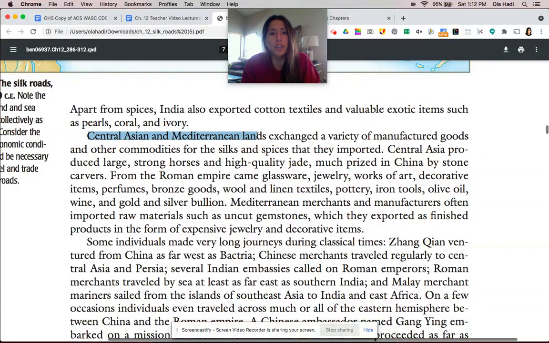Central Asia and the Mediterranean lands also produced trade goods. From Central Asia, they got strong horses and jade, that green stone that you see a lot of people making necklaces out of. Those were largely prized by the Chinese, so they wanted those jade items. From the Roman Empire, you get a lot of fine works of art, like glassware, jewelry, decorative items, perfumes, bronze goods, and wool. From the Mediterranean, merchants often imported raw materials like beautiful gemstones, and then they would make them into beautiful jewelry and export it as a type of decorative item.